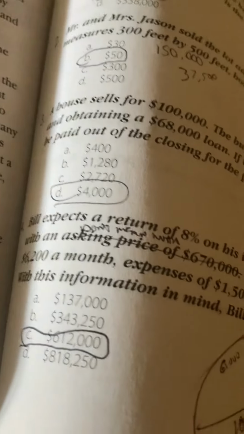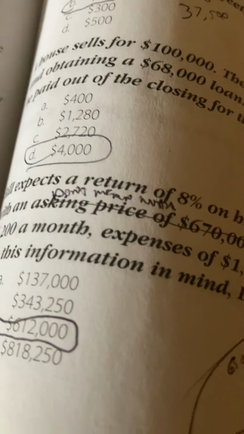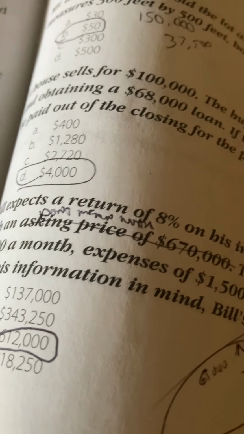Hold on, there's like a line through this. It says originally asking price of $670,000. However, there's a line through it that says something, don't mess with, or I don't know what that means.